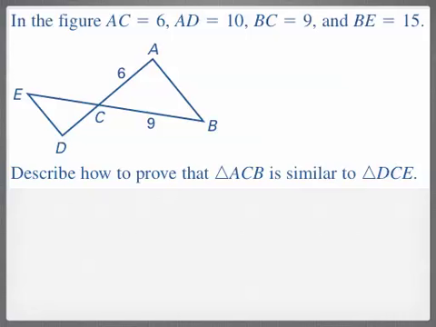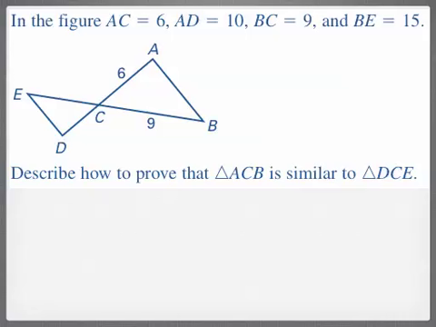This next example says, in the figure AC equals 6, AD equals 10, BC equals 9, and BE equals 15. Describe how to prove that triangle ACB is similar to triangle DCE. One thing that hopefully is sticking out to you is we just talked about side-side-side and side-angle-side similarity theorems. In this case, I'm only given 4 side lengths. I don't have all 6 side lengths. So side-side-side we should be thinking maybe it's out. I don't know the length of AB and I don't know the length of ED.